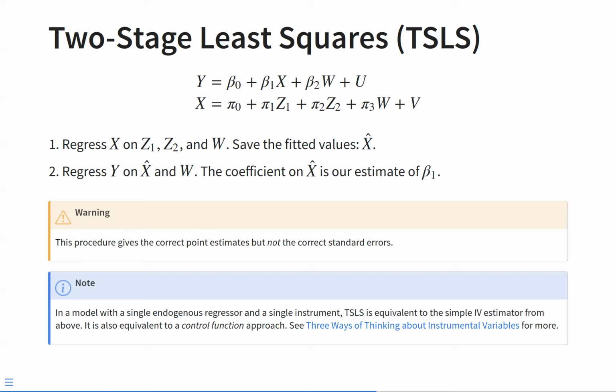Another thing that may be interesting for you to think about is that in a model with a single endogenous regressor and a single instrument, two-stage least squares is equal to the simple IV estimator that we looked at earlier in the slides, but it's also equivalent to what is called a control function approach. And again, you should always be reading my blog because I put all my best stuff there. So you can click on this link to 3 ways of thinking about instrumental variables for some more discussion. And when you read that, you may, in fact, notice some items that appeared in some of your exercises.